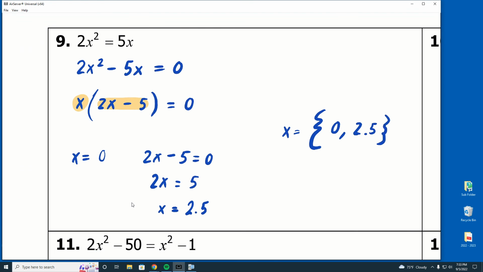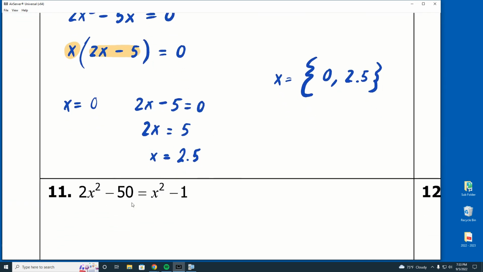That's the two places where this thing would cross the x-axis, I promise. You can go and graph it. That's exactly where it's going to cross the x-axis, at 0 and at 2.5. And there it is. That's how you do it. You load up one side, you factor it, in this case, using greatest common factor. Then you take those factors, you set them equal to 0, and you solve.